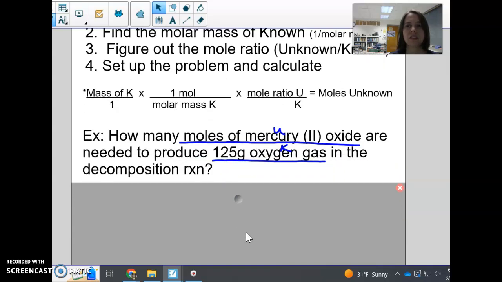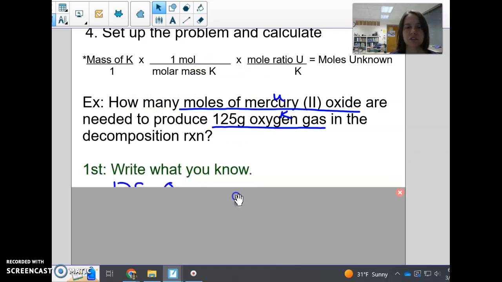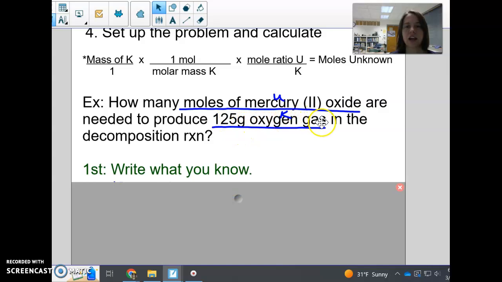Okay, so let's look at this example together. Please write it down. How many moles of mercury 2 oxide are needed to produce 125 grams of oxygen gas in the decomposition reaction? So let's write down what we know. Well, we know we have 125 grams of oxygen gas, and we're looking for moles of mercury 2 oxide.